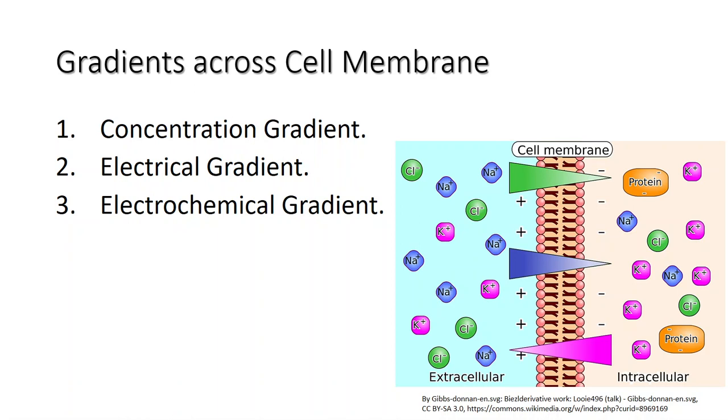In many cases, a substance will move across a plasma membrane down its concentration gradient. Similarly, a positively charged substance will tend to move toward a negatively charged area, and a negatively charged substance will tend to move towards a positively charged area.